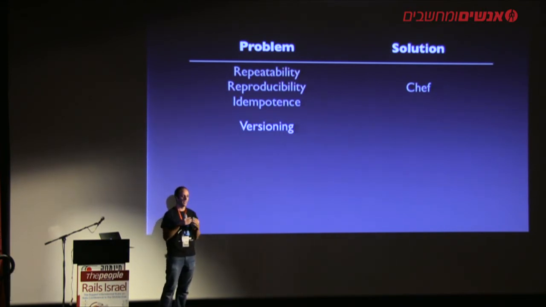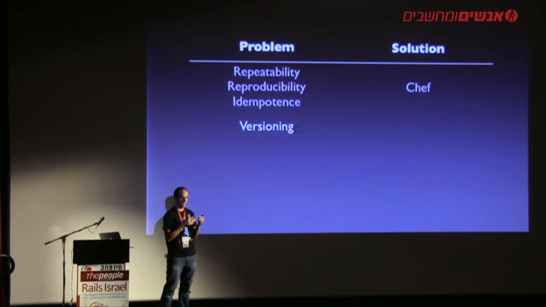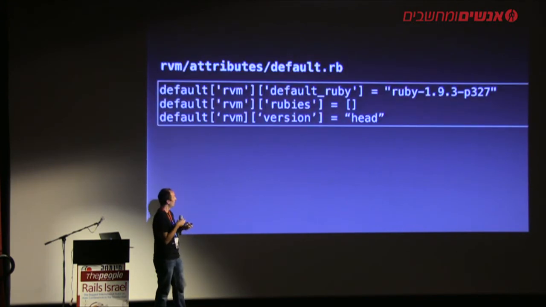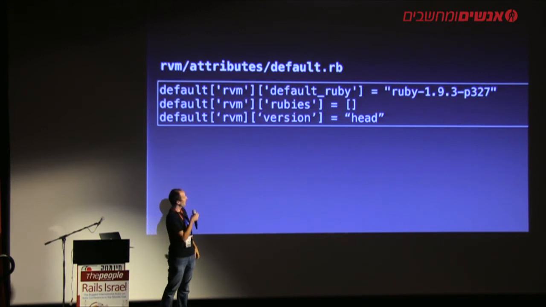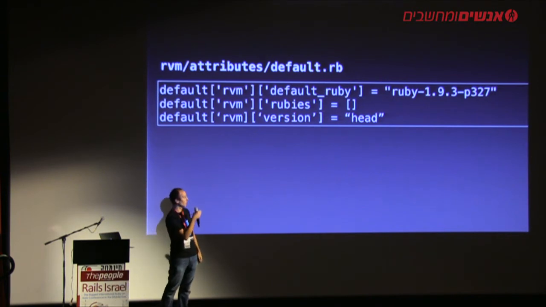And versioning can take two forms with Chef. The first one is very obvious. The second one is a little bit less obvious. So I'll go ahead and demonstrate both of them. So the first thing is, let's take, for example, the Rvm Cookbook. This is the default Rvm Cookbook, and these are the default attributes. So if you look here, it has the default Ruby, a certain version. It has an array of Rubies, and then it has the version for Rvm.